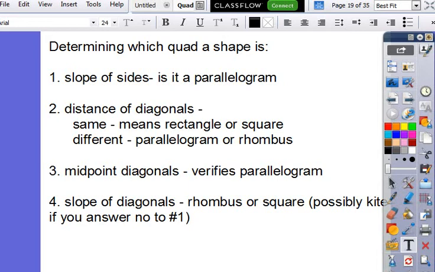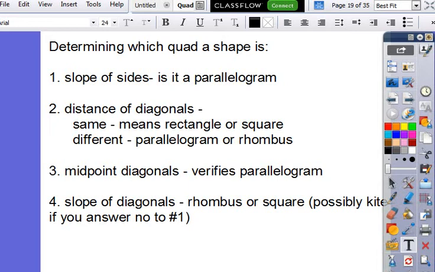And this is where we're supposed to know the rules. Which ones have diagonals that are the same? Rectangle, square, and isosceles trapezoid. So that's where we're supposed to know the rules. If it's different, which ones have different? Parallelogram and rhombus. Possibly a kite, but we'll get to that in just a second.